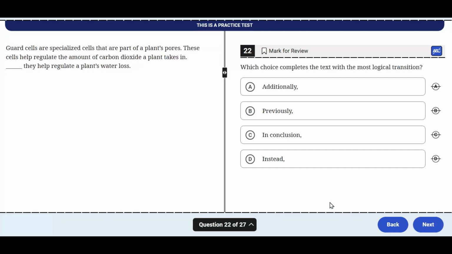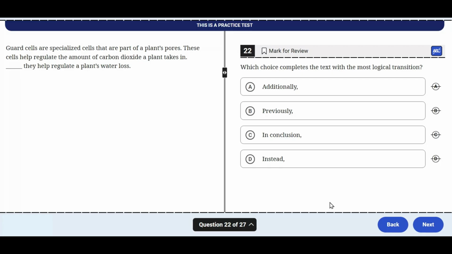Okay, reading again, same strategy. Read the sentence before, and the sentence that includes the blank, and figure out the relationship between the two. Guard cells are specialized cells that are part of a plant's pores. These cells help regulate the amount of carbon dioxide a plant takes in. Blank, they help regulate a plant's water loss.